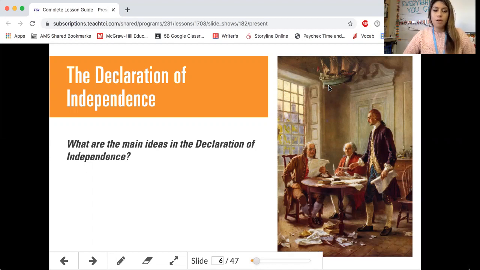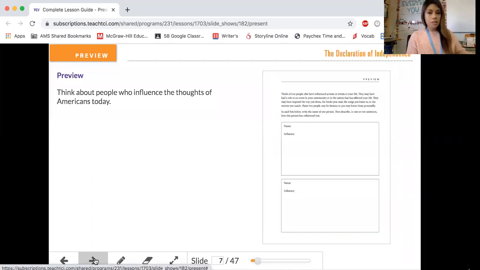All right, welcome back. The name of this chapter is the Declaration of Independence, and the essential question that we will be answering throughout is, what are the main ideas in the Declaration of Independence? All right, so let's get started with the preview section. So you will need to open up your interactive student notebook now, because we are going to be working on that. And sorry guys, I don't have the page opened up, but it is page 73. So go ahead and open up your interactive student notebook to page 73.